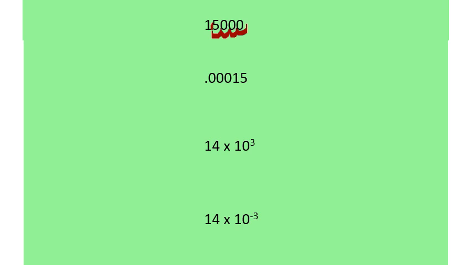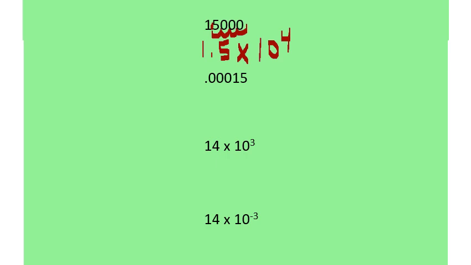All right, now to write it, I have 1.5, I write down the non-zero numbers, times 10 to whatever power that I moved the decimal point. In this case, I moved it 4 spaces, so it's 1.5 times 10 to the 4th power. So whenever we have a whole number like this, it's going to be written in a positive power of 10.